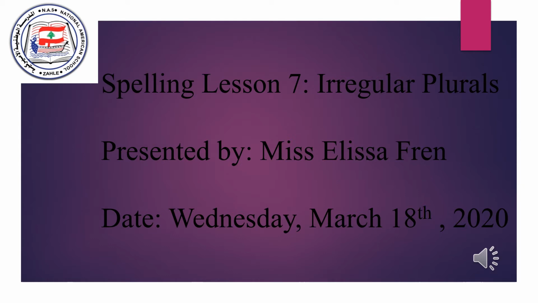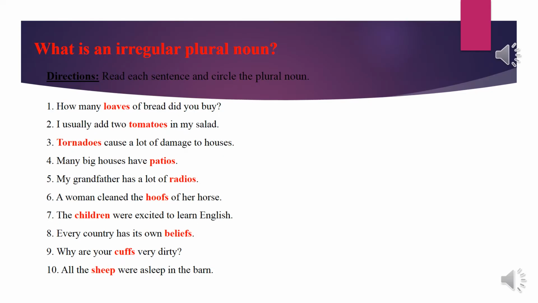Today's lesson is to acquire the irregular plurals. Let's review the meaning of a plural noun. Plural means more than one, and a noun is a name, place, or thing. Now, a plural noun usually ends with S, ES, or sometimes the word doesn't change.